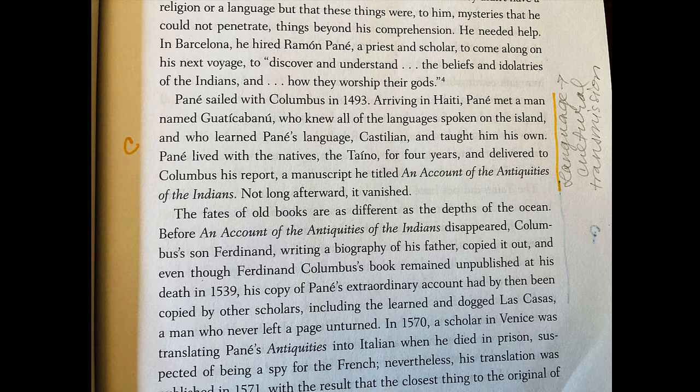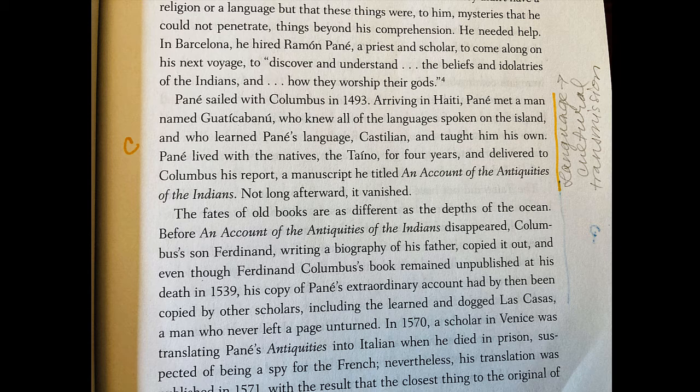So this passage here: Pané sailed with Columbus in 1493. Arriving in Haiti, Pané met a man named Guatícabanu, who knew all of the languages spoken on the island and who learned Pané's language, Castilian, and taught him his own. Pané lived with the natives, the Taino, for 4 years and delivered to Columbus his report, a manuscript he titled An Account of the Antiquities of the Indians. Not long afterward, it vanished.